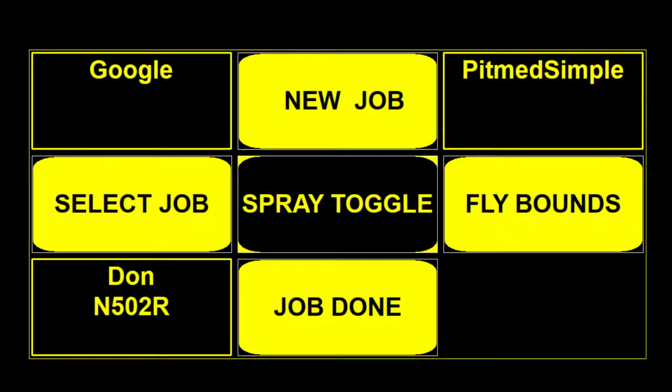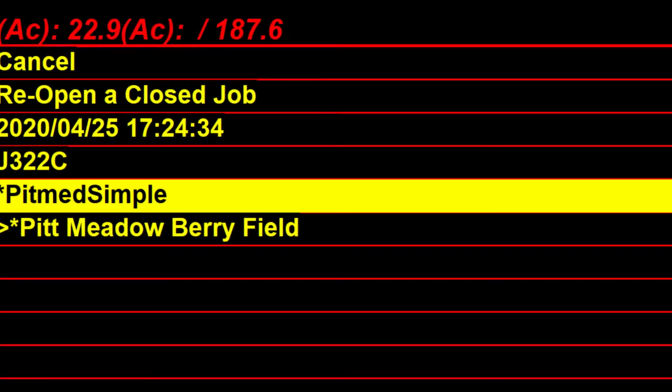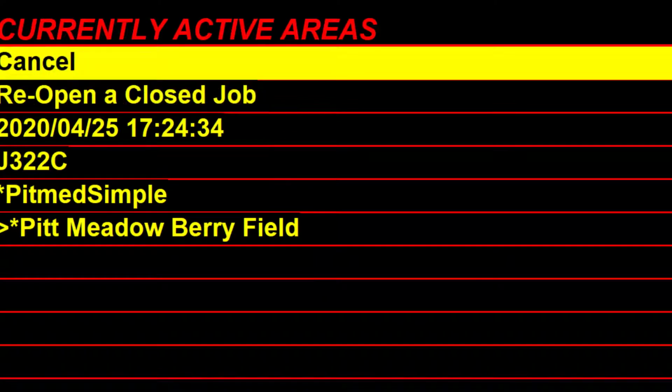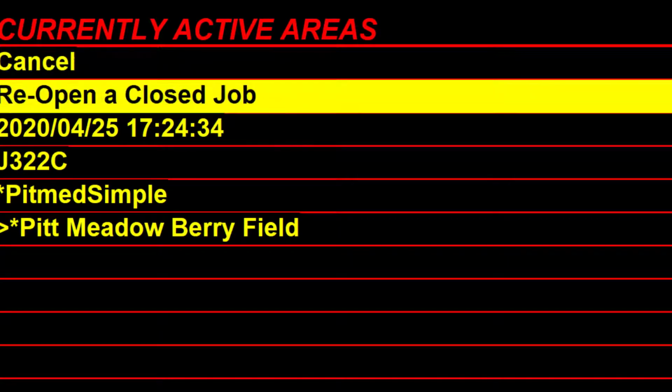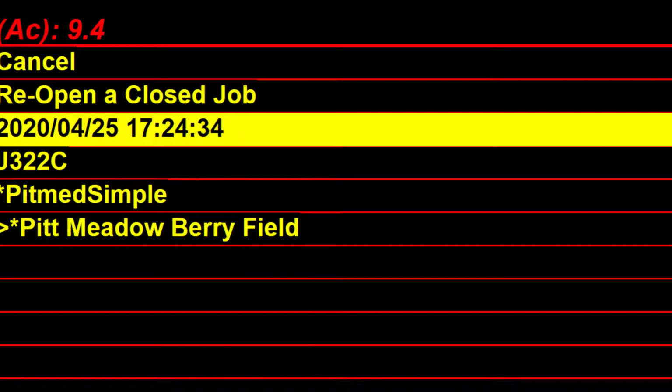This tutorial is about selecting a job in the DynaFlight HUD or mini HUD system. So when you push the top hat to the left, you're now into the select job area. In that particular area, you'll see that you can cancel the selection, or you can reopen a job that has already been closed and saved, and then of course there are the different types of namings on the job.